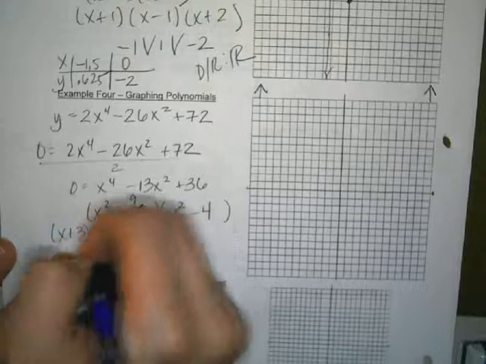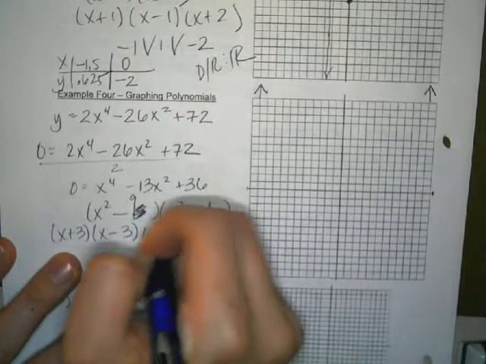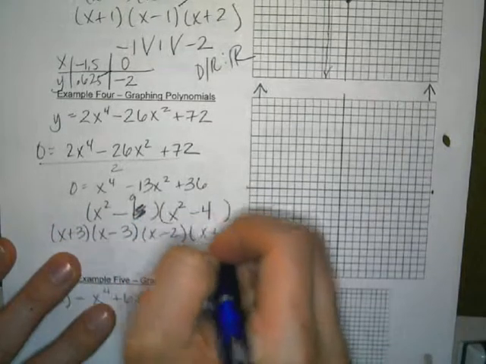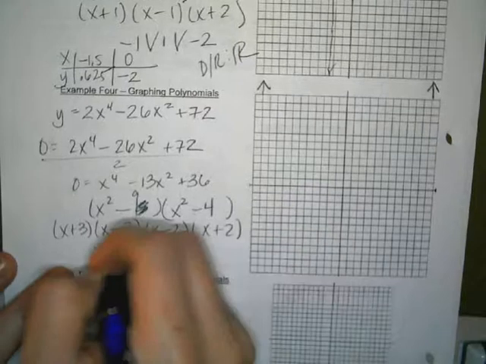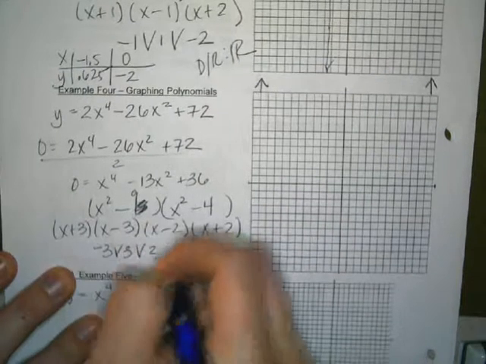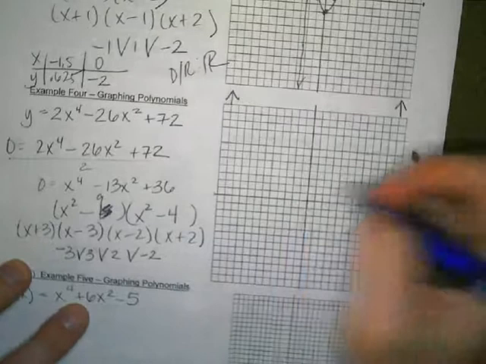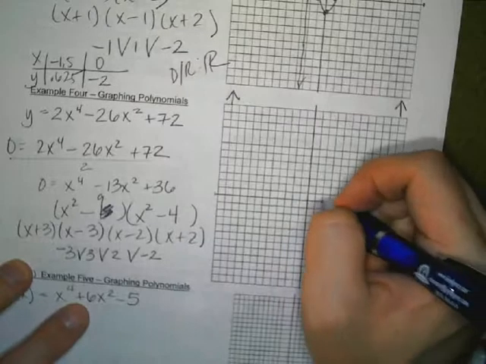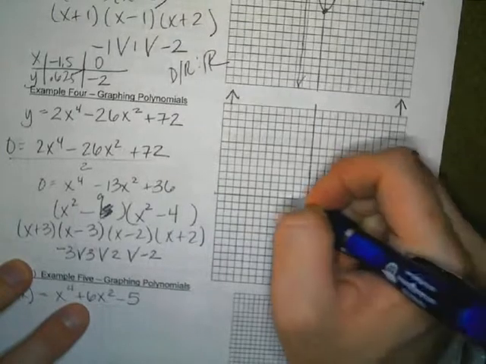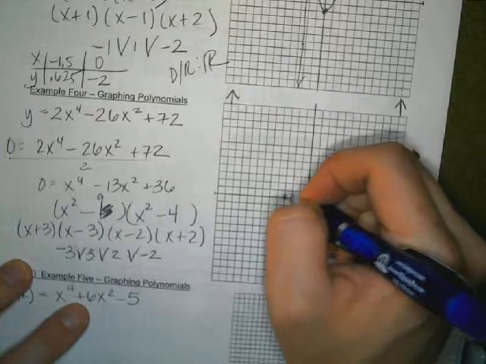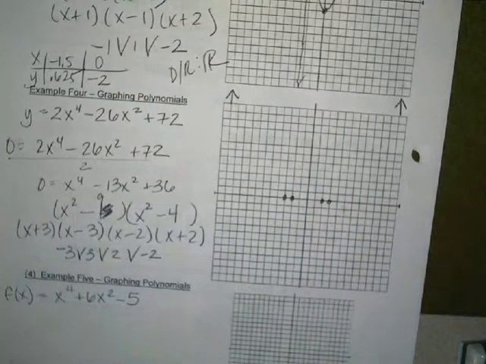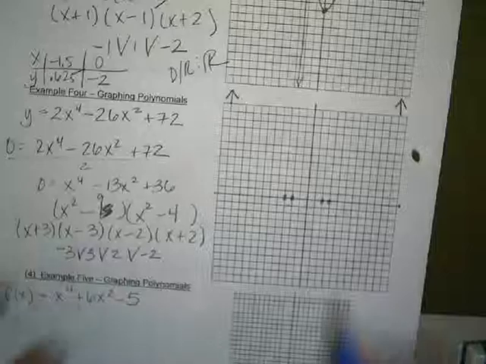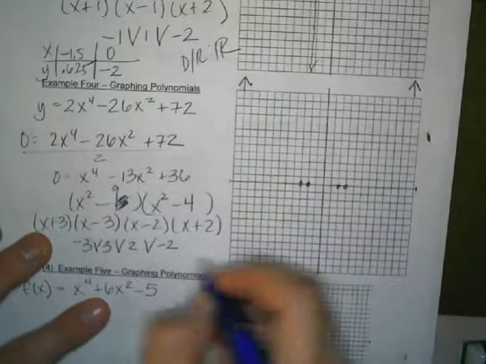So I get these four expressions. So -3, 3, 2, -2. And I'm going to go ahead and plot those. Okay. And then we're going to make a small table of values.